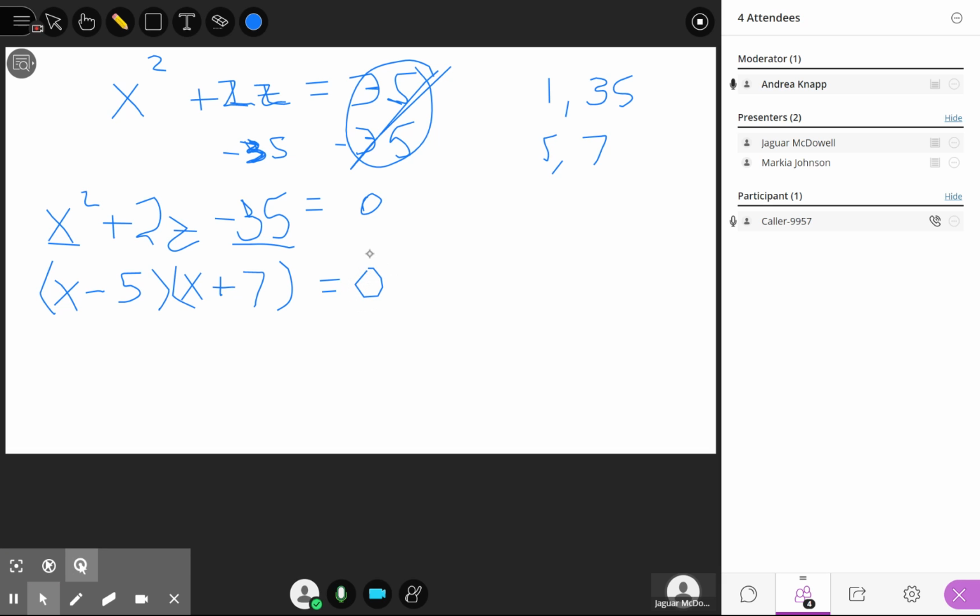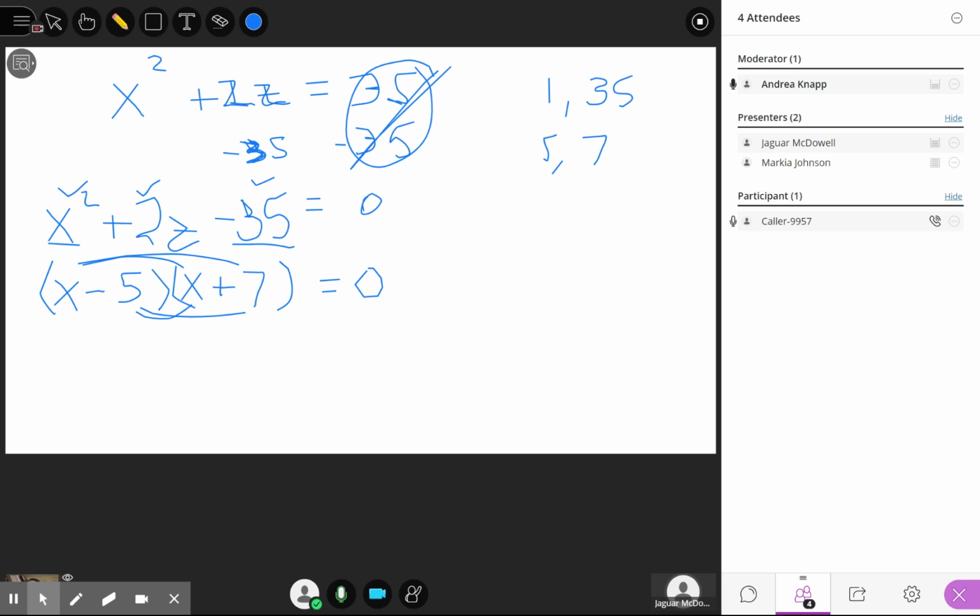All right. Now, before we move on, let's double check that we factored it right by multiplying out these binomials. So we have x times x is x squared. So check, we got that right. And x times 7 is 7x minus 5x is 2x. So that checks out. And then negative 5 times 7 is negative 35. So we got it factored correctly.